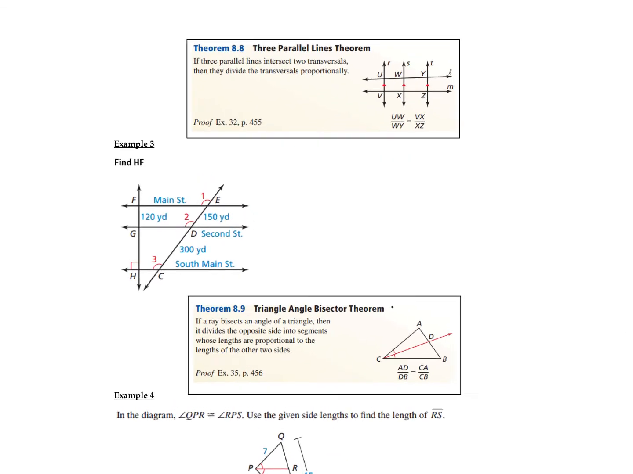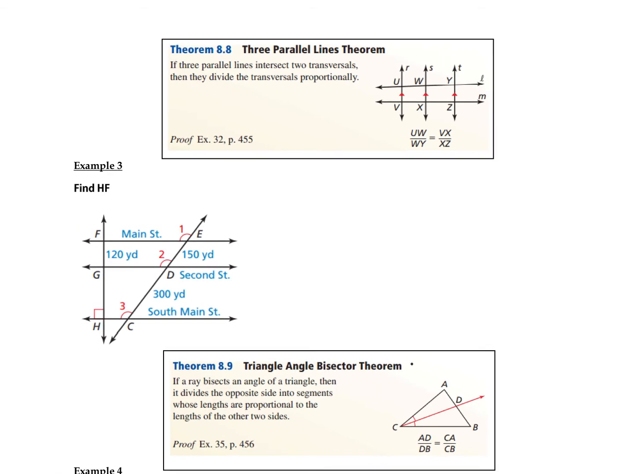The three parallel lines theorem. This one says if three parallel lines intersect two transversals, so here's your three parallel lines, L and M are your transversals, then they divide the transversals proportionally. So that means all these little spaces here, this would be proportional to this, and this would be proportional to this.